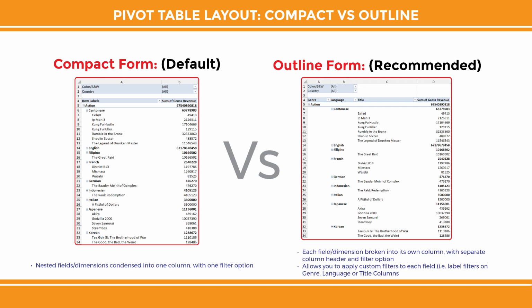But in the outline form, we have each field or dimension in a separate column. Like this, we have genre in one column, language in one column, and title in one column, with filter buttons in each of the columns. Like here in genre, we can apply a filter, and then in language also we can apply a different filter, as well as in the title. Like that, we can apply the filter in the value filters also. So the outline form is the recommended one. This is easy and we can understand it very easily.